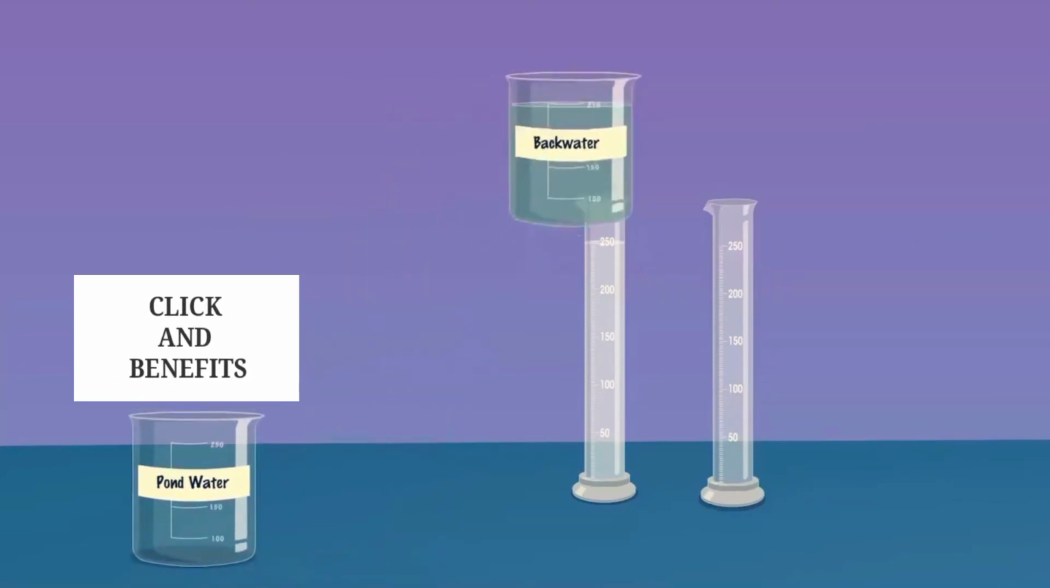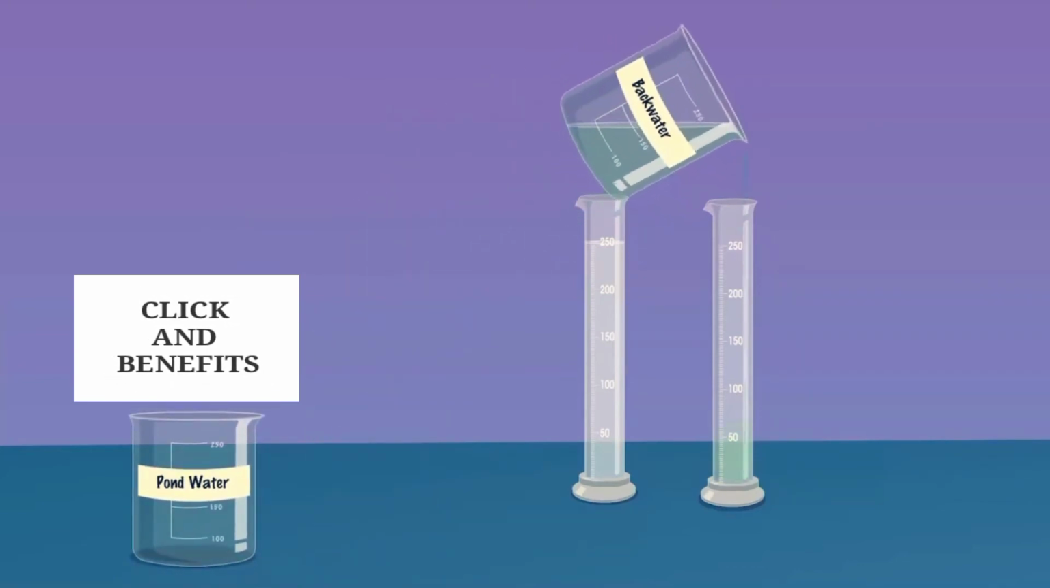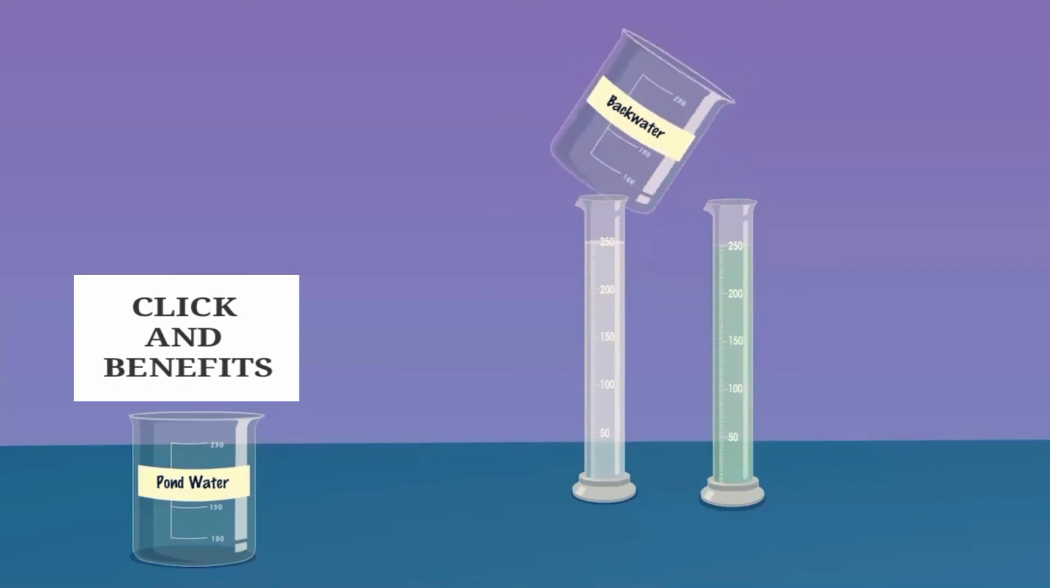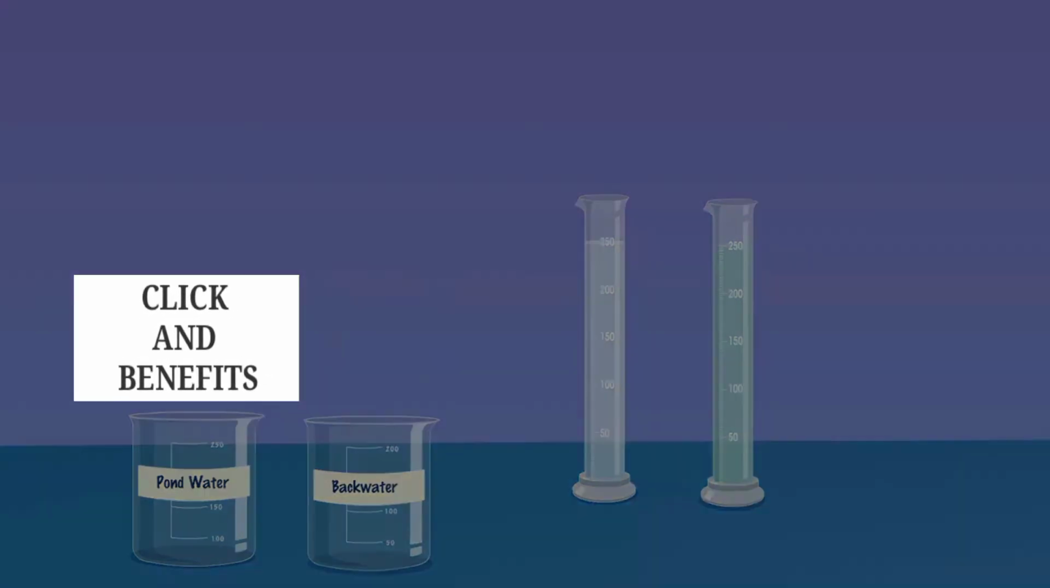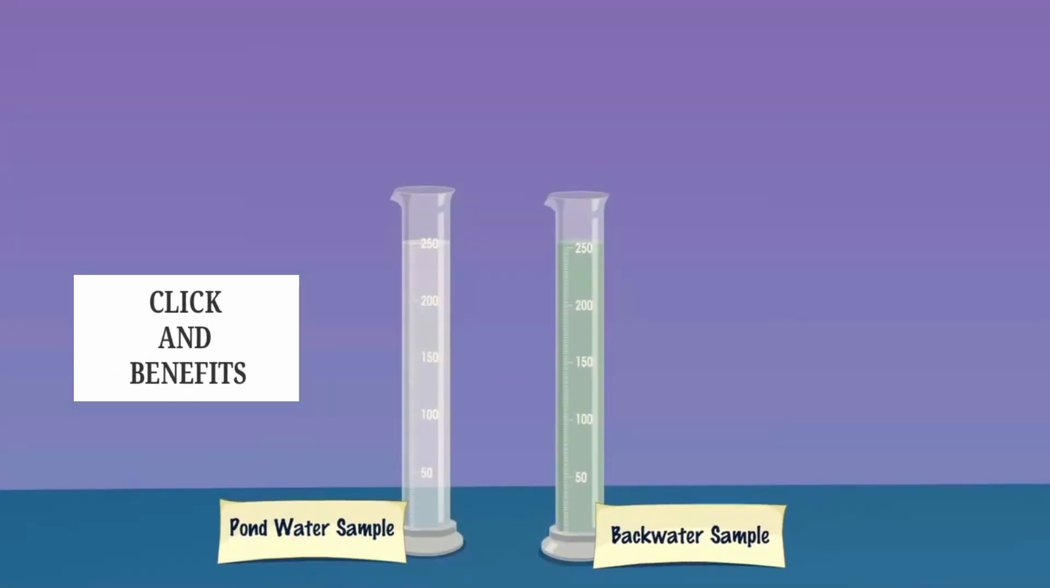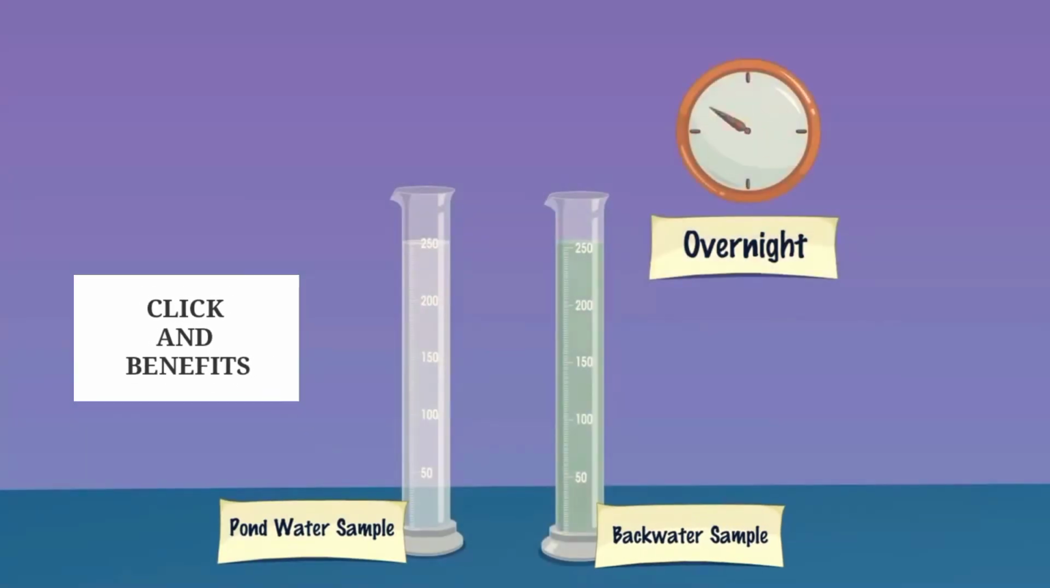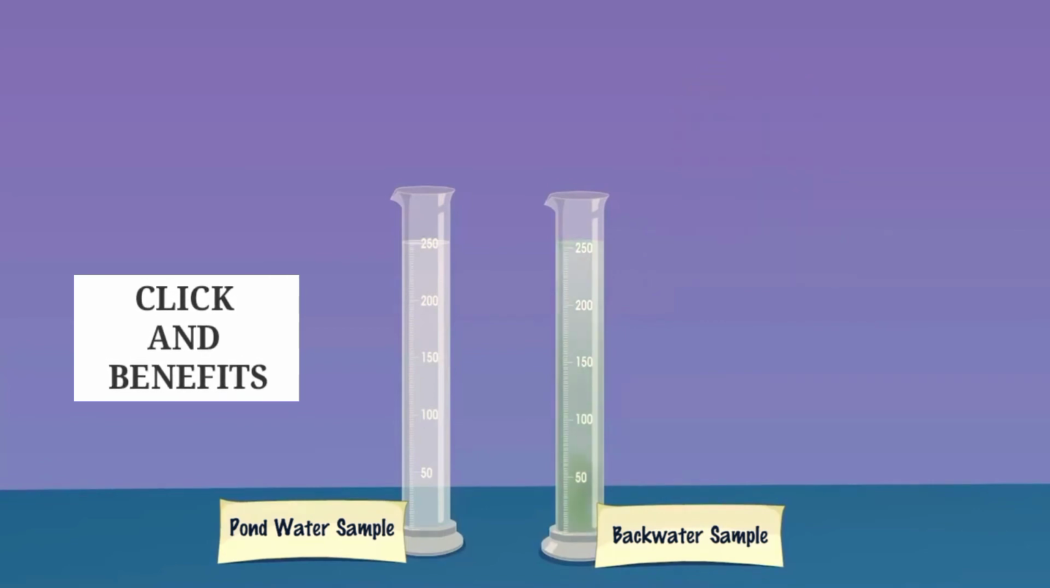Repeat the same procedure for backwater in a measuring cylinder of the same volume and height as used for the pond water. Leave them undisturbed overnight. Observe the amount of sediment settled at the bottom of each cylinder.